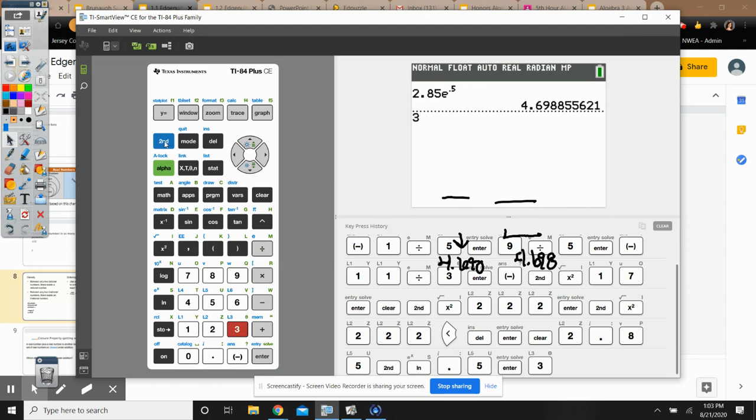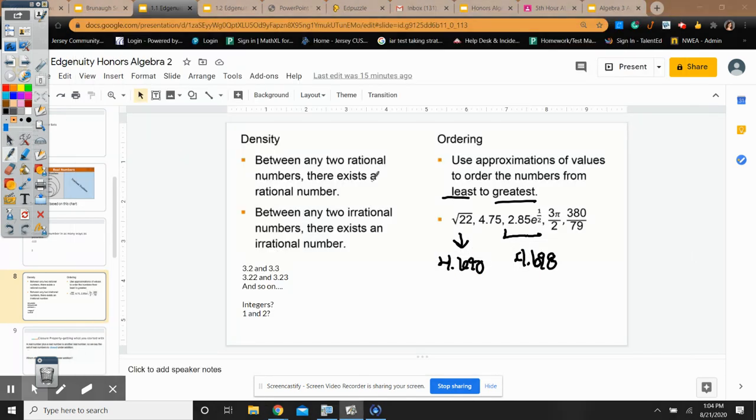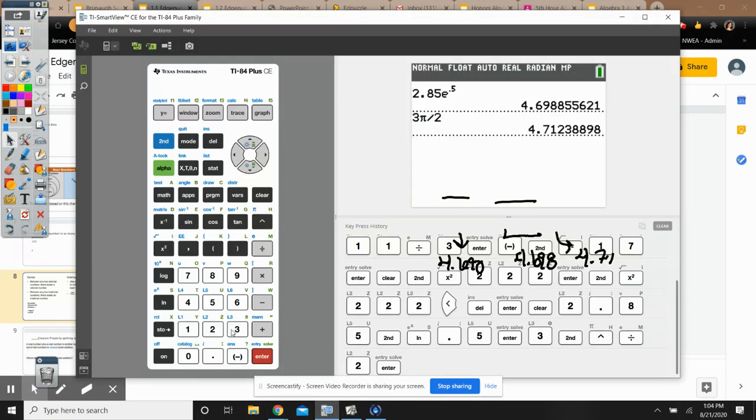Then I have 3 pi over 2. So 3 second caret there is your pi button. 3 pi divided by 2 is 4.71. And then you have 380 over 79, which is 4.81.